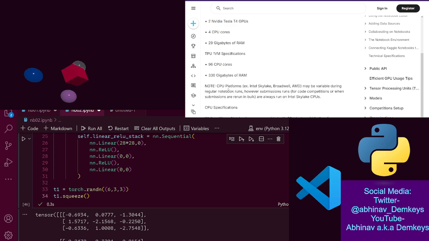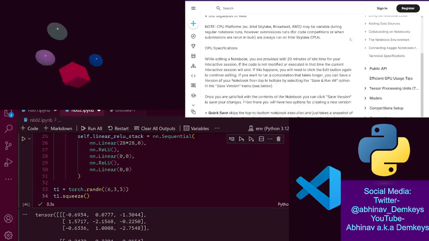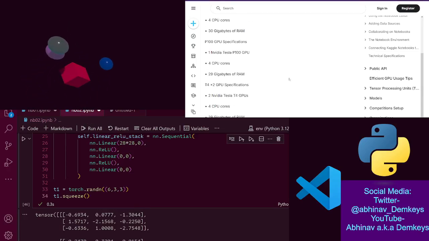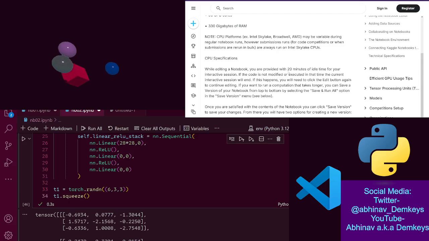CPU platforms, for example Intel Skylake, Broadwell, AMD, may be variable during regular notebook runs. However, submission runs for code competitions are always run on Intel Skylake CPUs. Okay. Oh, okay. Cool. All right. This is just mentioning that you have a specific amount of idle time after which it's gonna put the thing in a dormant mode, and then you would have to restart it again.